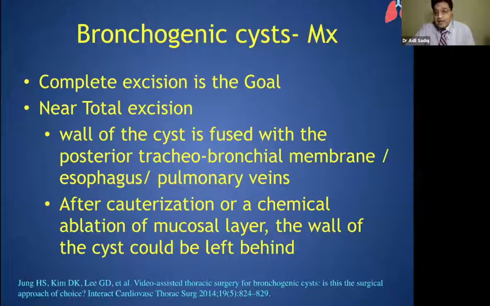So when that happens, after removal of the cyst lining and the cyst wall, we try and apply some kind of chemical ablation or cauterization on the wall that's left behind so as to prevent any kind of recurrence. Of course, the goal is a near total excision, and only that part of the wall that's fused with the tracheobronchial membrane or the esophagus can be left behind.